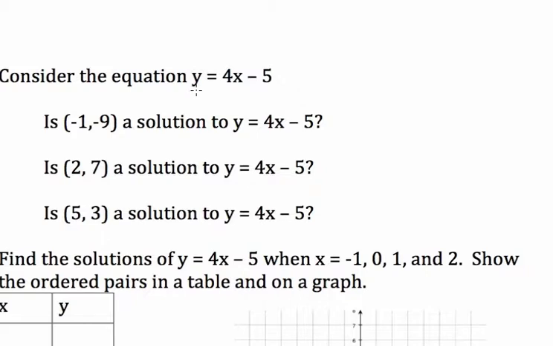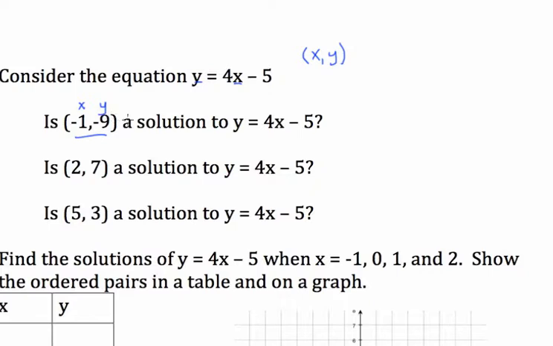Consider the equation y equals 4x minus 5. What will a solution look like? A solution will be an ordered pair that has an x-coordinate and a y-coordinate, where those numbers, when subbed in for x and y, will make a true equation. Types of problems that you'll see in your homework will look like this. They will just be yes or no questions asking, is this ordered pair, this point, a solution to y equals 4x minus 5? So sub in.